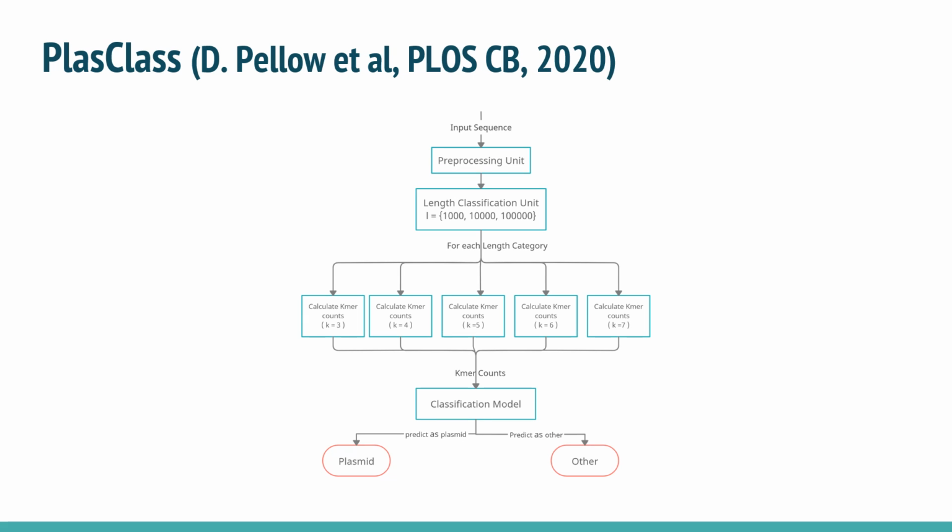PlusClass is another tool which classifies plasmid and chromosome contigs based on logistic regression models. It uses 3 different logistic regression models to get the plasmid chromosome prediction for sequences of different lengths.